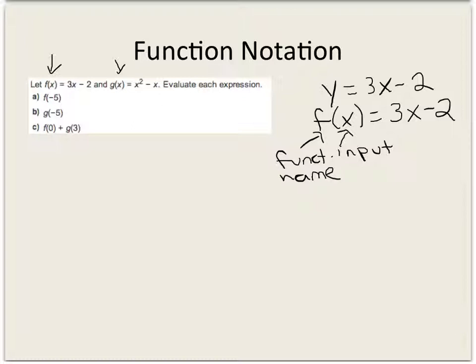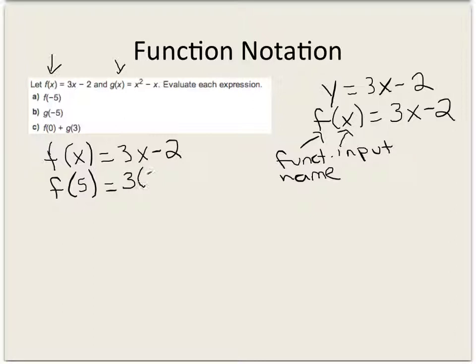If you noticed here in example A, where it says f of negative 5, that means instead of x, I want to place a negative 5. So when I write my f of x, I can replace all of the x's with 5s. I want to know what's the function value when x is 5. So I'm going to plug in 5, and f of 5 is equal to 15 minus 2, which is 13. Just so this video doesn't get super long, I'm going to skip B since it's the same thing.